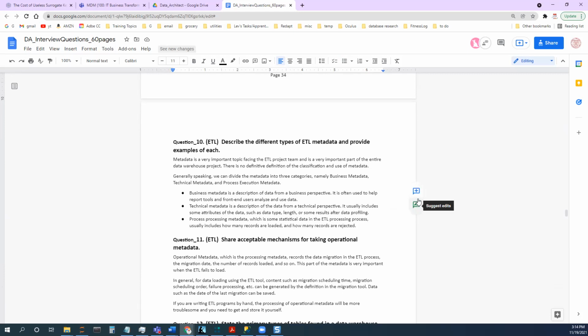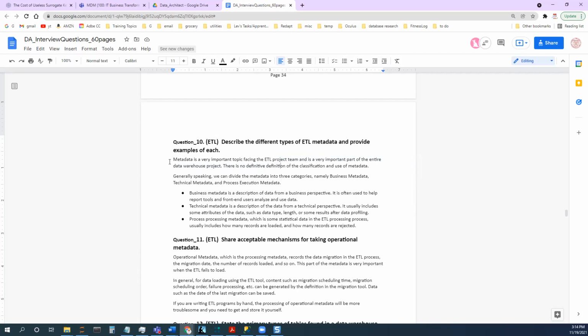Describe the different types of ETL metadata and provide examples of each. Metadata is a very important topic facing the ETL project team and is a very important part of the entire data warehouse project. There's no definitive definition of the classification and use of metadata. Generally speaking, we can divide the metadata into three categories, namely business metadata, technical metadata, and process execution metadata.